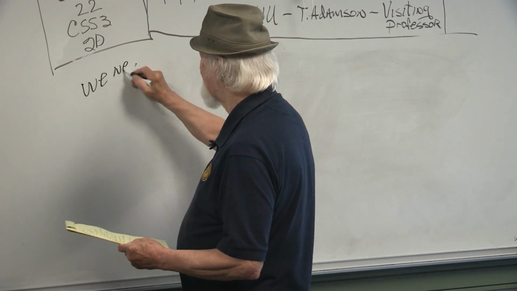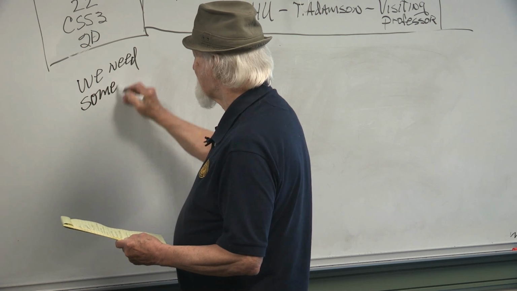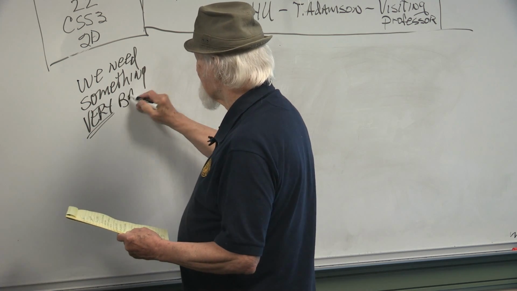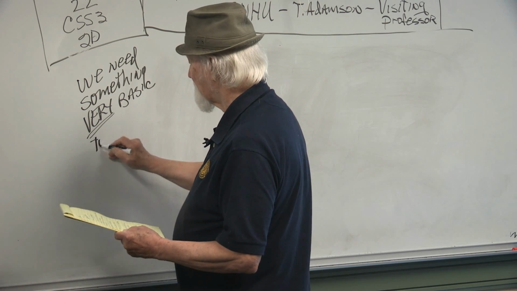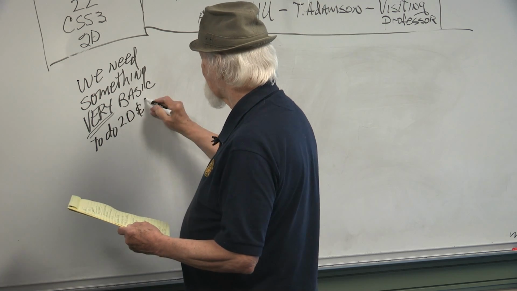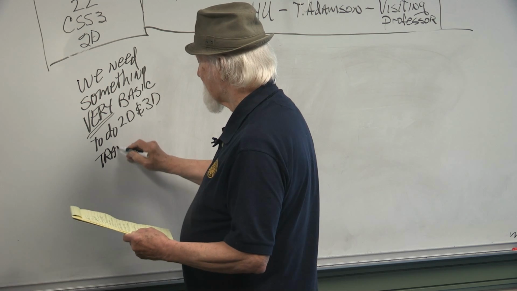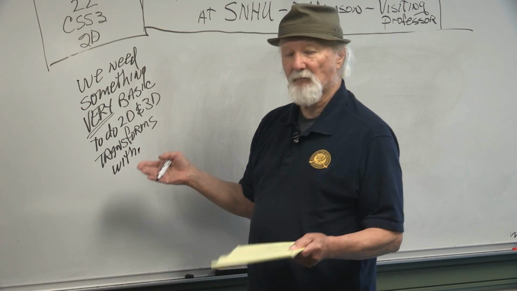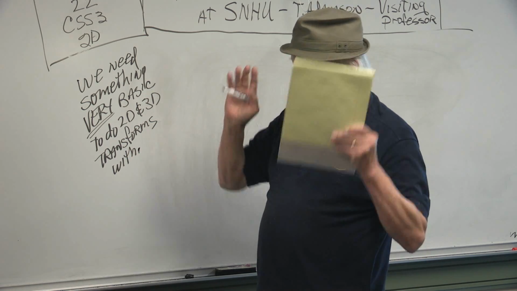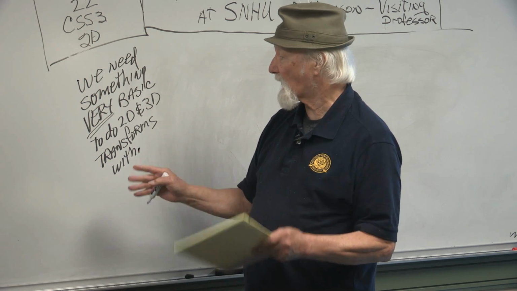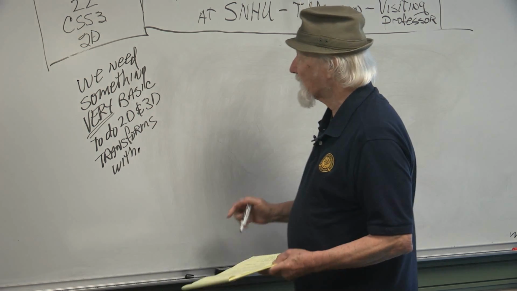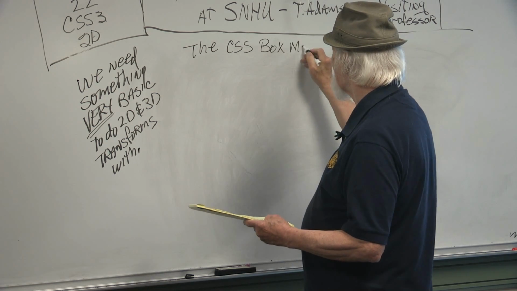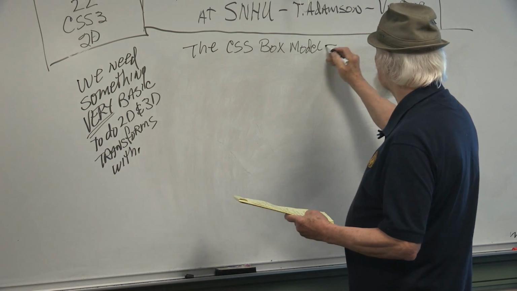We need something very basic to do 2D and 3D transforms with. We don't want to start off with moving a complex thing around the browser. We want something very, very basic so the code is simple and we can focus on the code to do the 2D and the 3D stuff. So we're going to use the CSS box model. This is the perfect choice, and you'll see why.